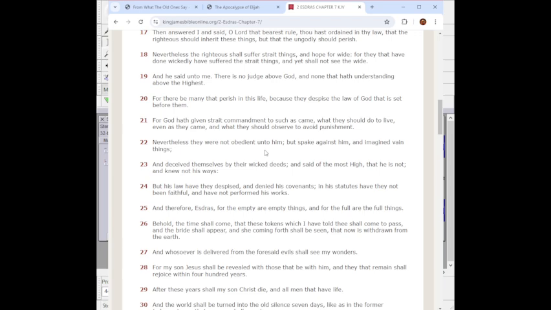Nevertheless, they were not obedient unto him, but spake against him, and imagined vain things. They're doing it to this day, making any and every excuse to hate people, to not walk in love toward their neighbor as they do themselves. They deceive themselves by their wicked deeds, and said of the Most High that he is not, and know not his ways.